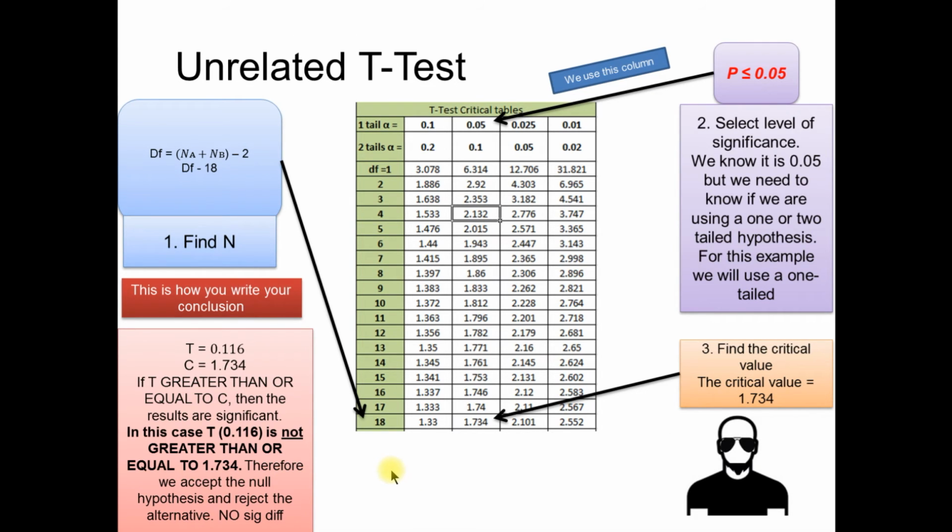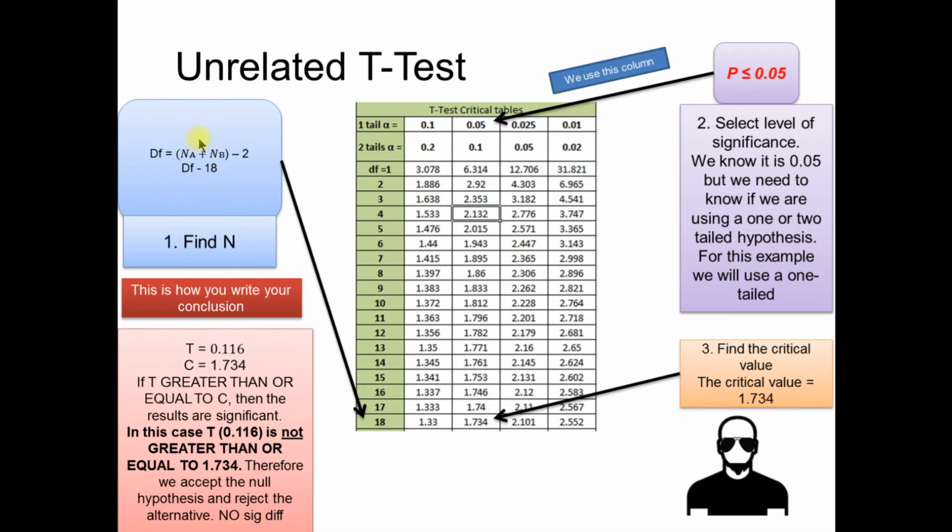So now we need to find out if our values are significant. Unrelated T Test has an R in it, therefore we're still looking for a greater than. Our T value is 0.116. Our degrees of freedom are NA plus NB minus 2. So we have 10 in NA, 10 in NB, that gives us 20. We take 2 away from it, that gives us the degrees of freedom of 18. So we're looking at 18, we've got a one-tailed hypothesis, 0.05. We go down, we find our critical value of 1.734.